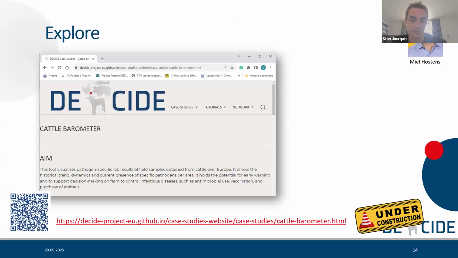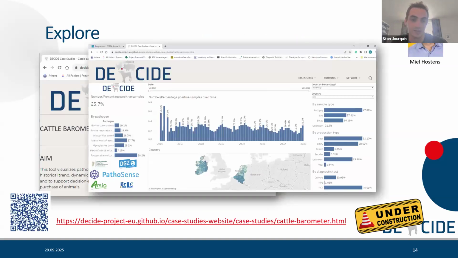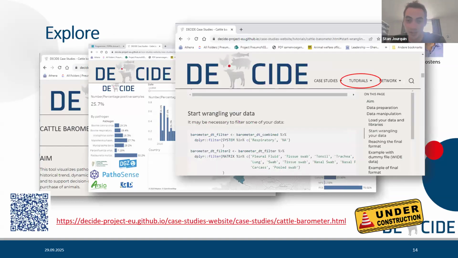Here is a QR code to our website. I would highly suggest that you take a look, play around with it. It's nice to do the different pathogens, the different production types. Once you start, it's hard to stop looking for patterns and exploring with it. So I like it a lot. Also, that's for veterinarians and farmers.